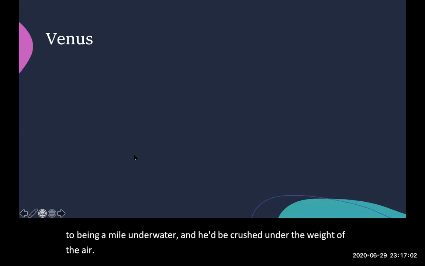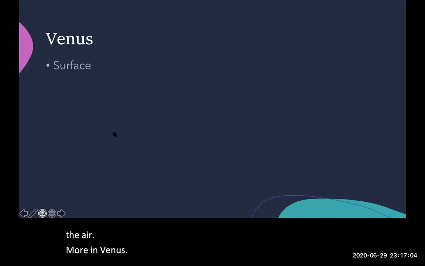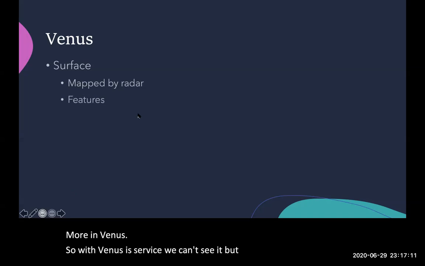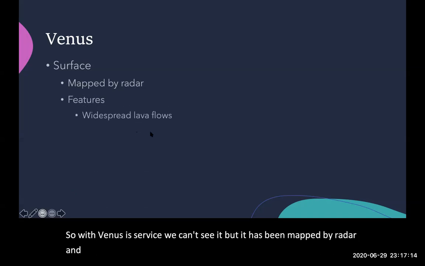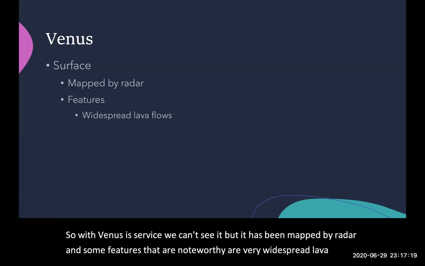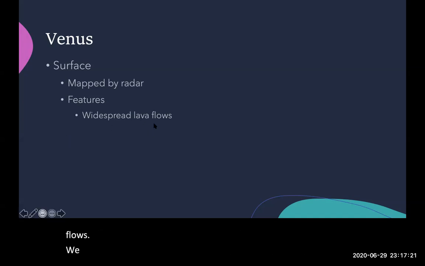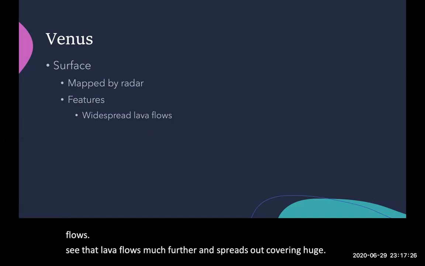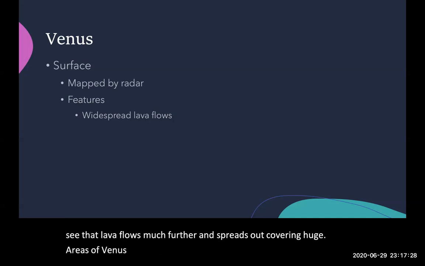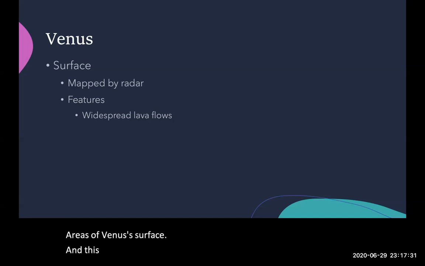More on Venus. So with Venus's surface, we can't see it, but it has been mapped by radar. And some features that are noteworthy are very widespread lava flows. We see that lava flows much further. It spreads out, covering huge areas of Venus's surface. And this is because it's so hot that it takes the lava a very long time to cool down to the point of solidifying.